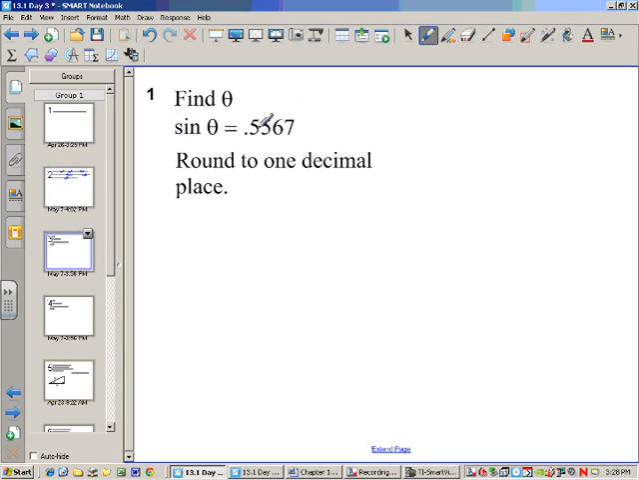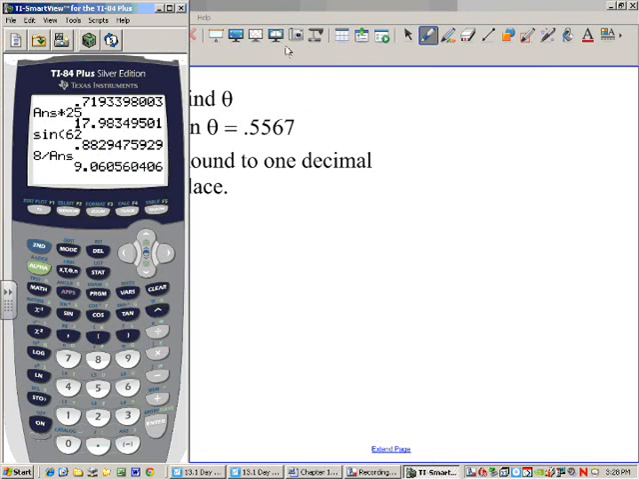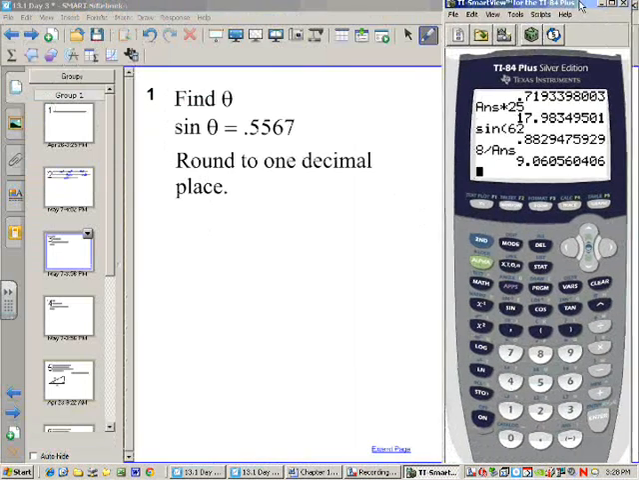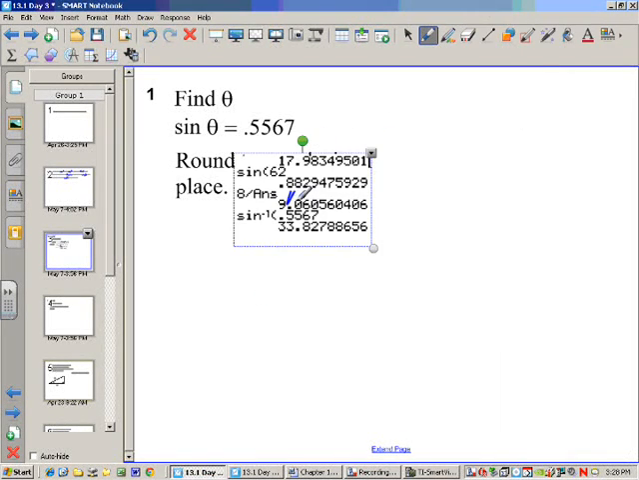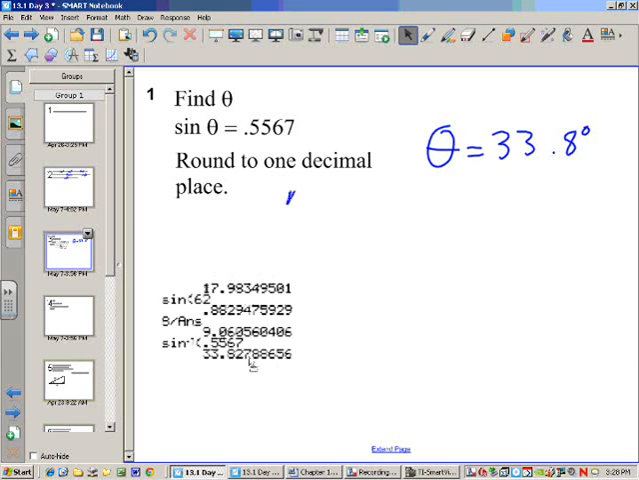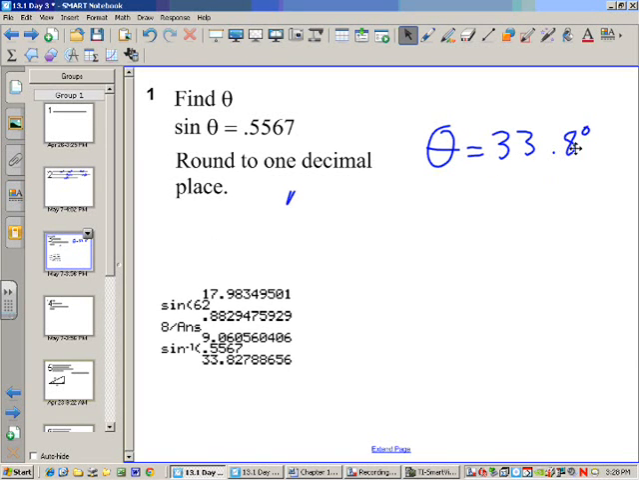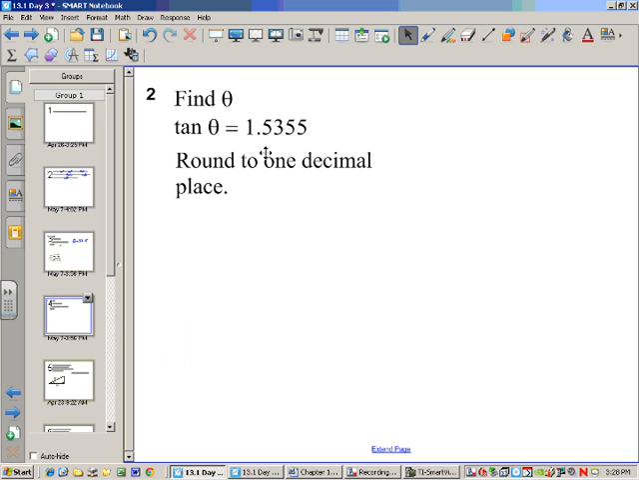So if sine of theta equals 0.5567, if I want to find inverse sine, or if I want to find the angle, what I type in is second sine 0.5567 and hit enter. So 33.8, so theta equals 33.8 degrees. So we know that the angle here has to be 33.8.